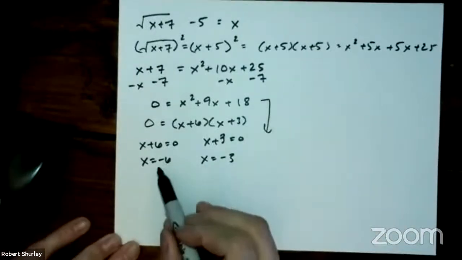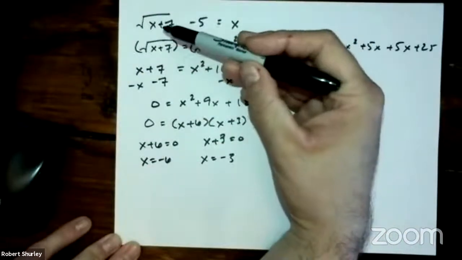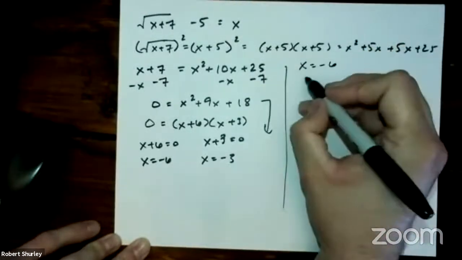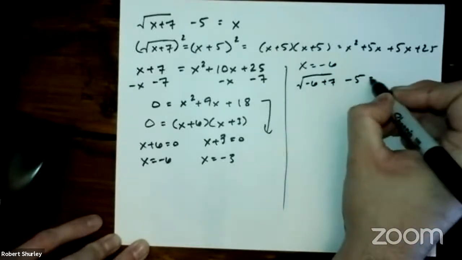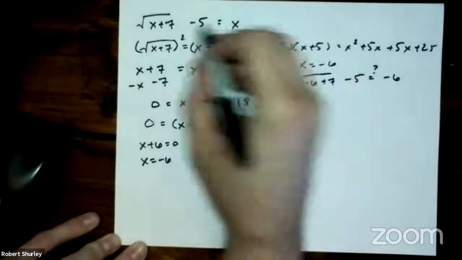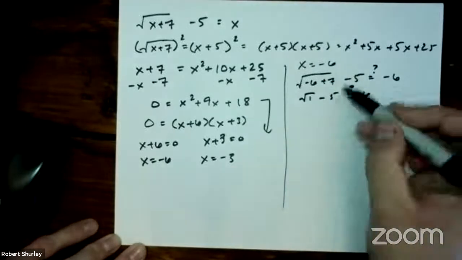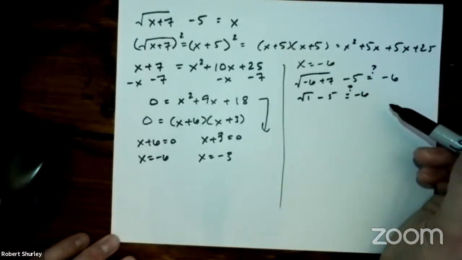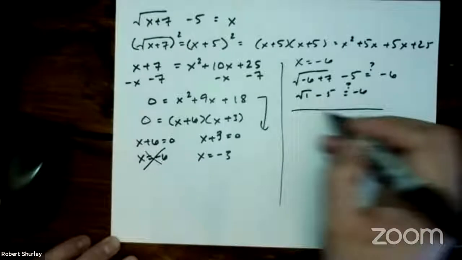Now, in the end, though, you've got to check it. If we put in negative 6 up here, I'm going to do this in my head. Actually, I can't do this in my head. So let's check negative 6. The square root of negative 6 plus 7, minus 5. We want to know, is that equal to negative 6, right? Because that's where the x's are. So we get the square root of 1 minus 5. And I want to know, is that equal to negative 6? Well, no. 1 minus 5 is not negative 6, right? It is negative 4. So you know what? That one's just not going to work. So let's try negative 3.